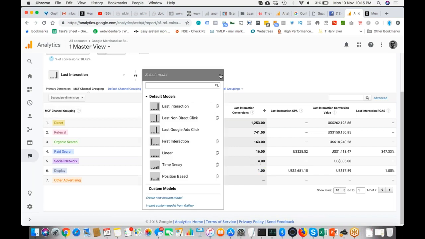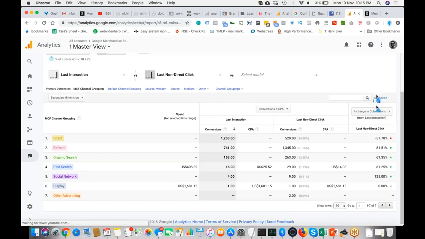Now I'll compare it with last non-direct and you will see a change in the data and you will immediately be able to relate to this. According to the last interaction model, 1,253 conversions happened directly when the user landed on your website directly. But the moment you change it to the last non-direct click, it says no, 529 conversions when the user interacted with your website directly. Directly means entered the URL in the browser's address bar or clicked a bookmark. So since there is a difference in this data now, this difference will be given to referral, of course, and then this will be given to organic, and everywhere you are seeing a difference.